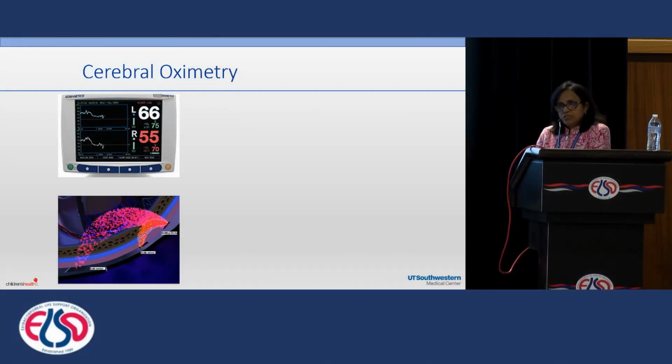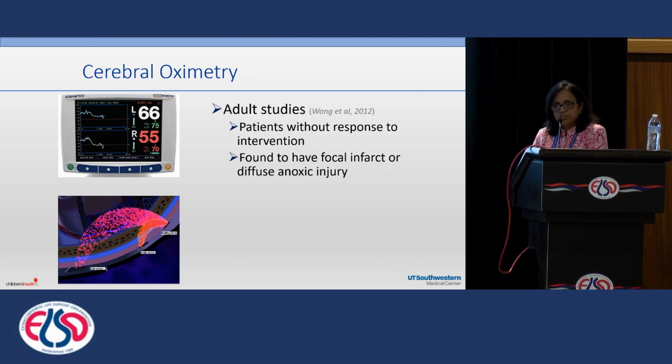So what is cerebral oximetry? It utilizes the principle of infrared light, and how it is differentially absorbed by oxygenated and deoxygenated hemoglobin, and thereby it gives you a number and how you can use it. There are multiple studies, and I'm just going to show a couple of them in the interest of time.